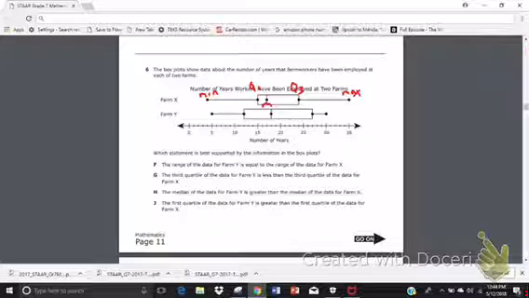So here, kiddos, the correct answer is letter H. The median of the data for farm Y is greater than the median of the data for farm X. Here's my median. We can say it's 18. The median there is 18. The median on farm X is 17. And 18 is greater than 17. Okay.